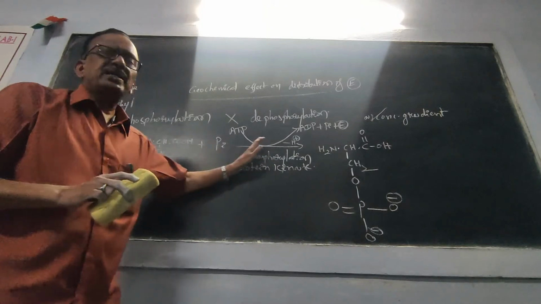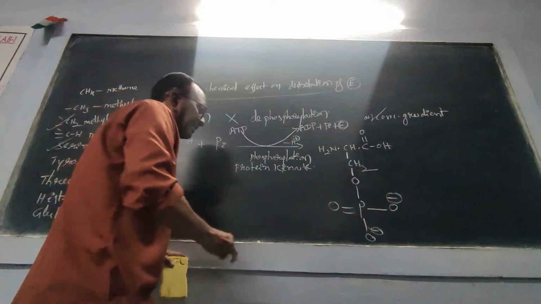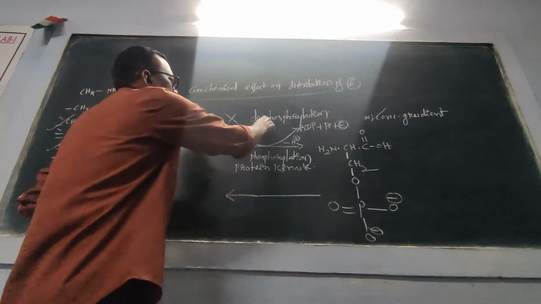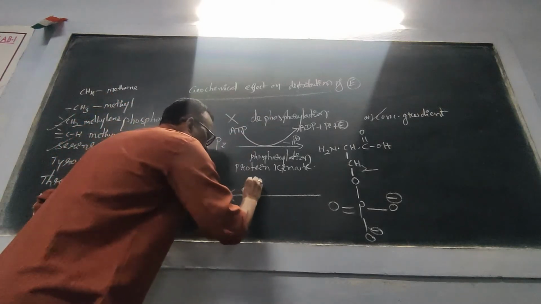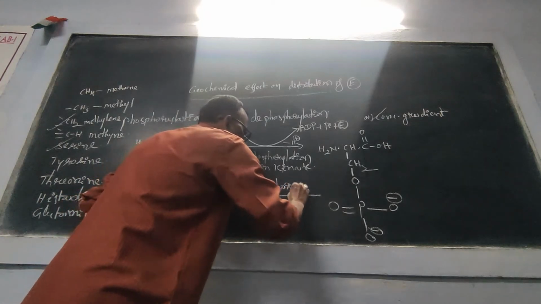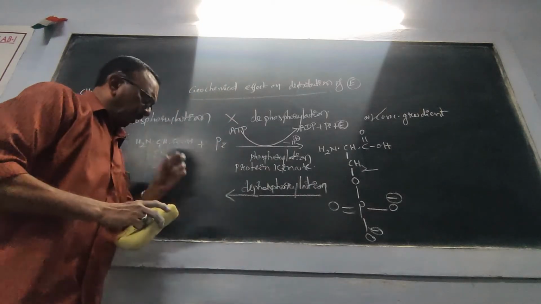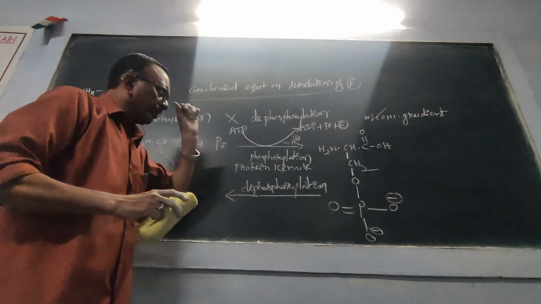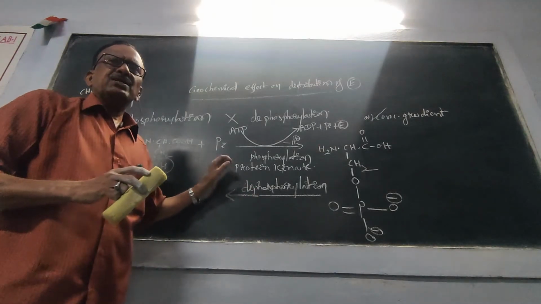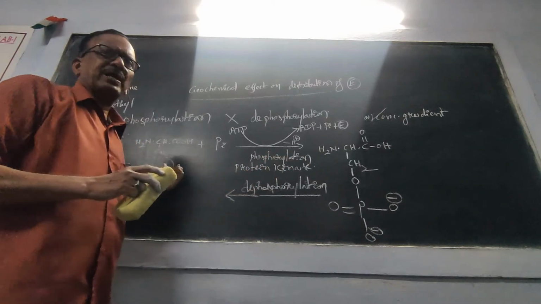This reaction is catalyzed by protein kinase. Now take the reverse case. That is called dephosphorylation. Generally here we have protein phosphatase. These are the enzymes which are catalyzing the dephosphorylation process.